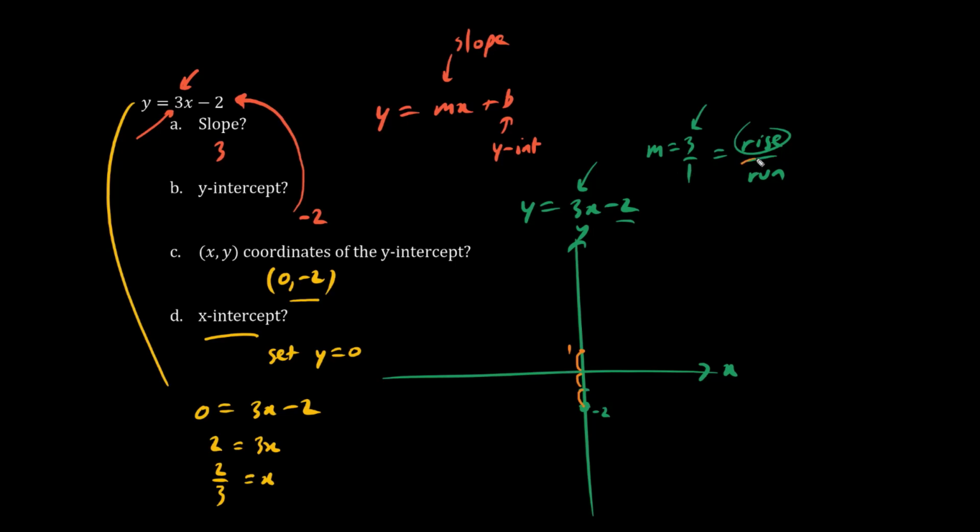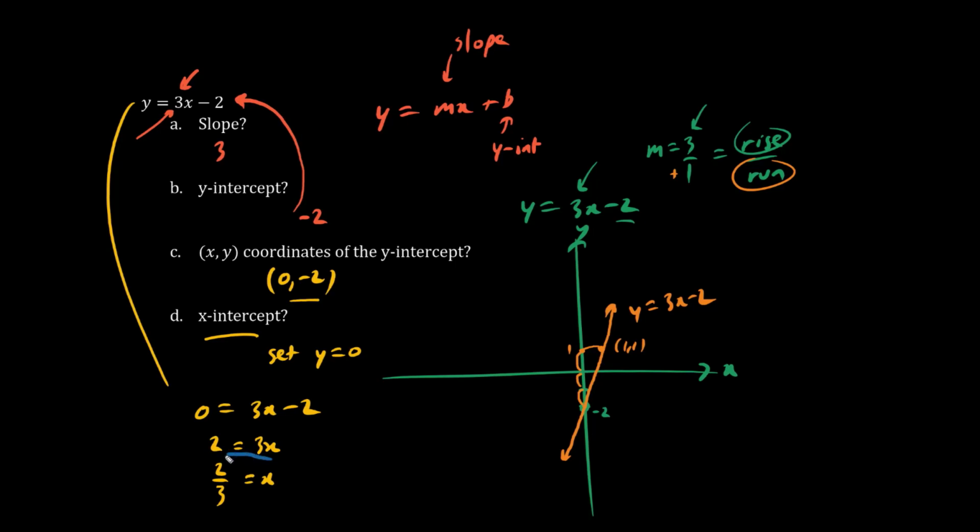Now the run is the denominator. +1 means we go 1 to the right. A -1 value means we go 1 left. But in this case, we go 1 unit to the right. So we're now at this point 1, 1. And we connect the lines. These 2 dots, use a ruler, connect the line, and you have the line y equals 3x minus 2.